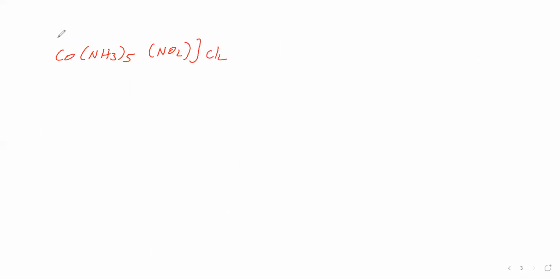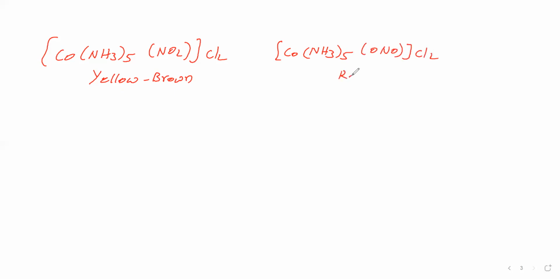Then Cl2 is outside, is there? It is a yellow brown. This color is yellow brown. Next we will take [Co(NH3)5(ONO)]Cl2. It is red. It is a red color. Okay, it is yellow brown. It is red. Like that we said color.